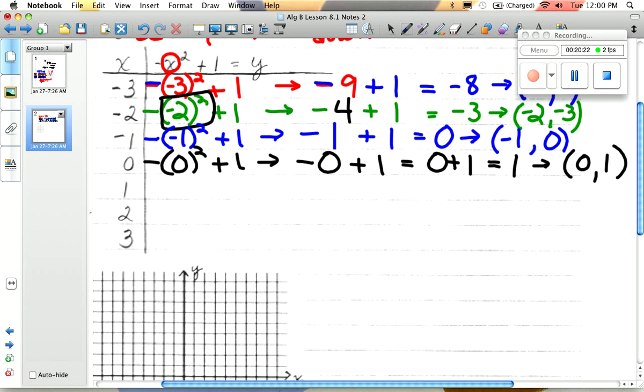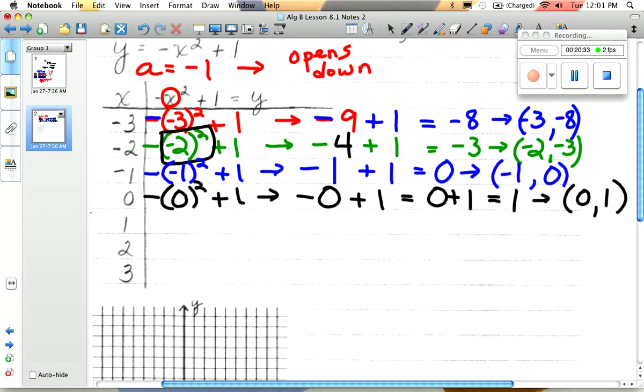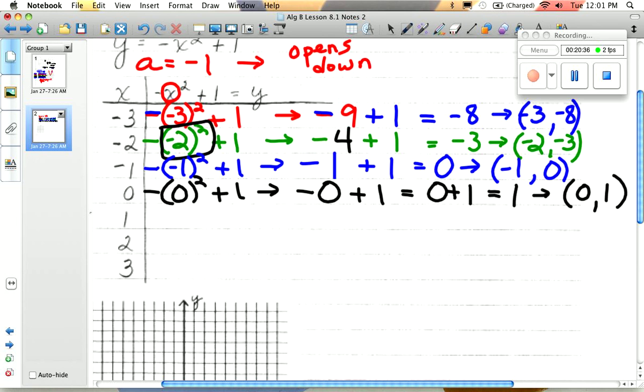Has it made its turn yet? No. Are there any y values repeated yet? That's when we know it's made its turn, when there's been a y value repeated. Well, that hasn't happened yet, has it? Okay, so let's go do positive 1. So the negative sign comes along again, but we substitute positive 1 in this time. What's positive 1 squared? Yeah, so the negative sign that's coming along, 1 squared is 1. And negative 1 plus 1 is 0. So now we have ordered pair 1, 0.